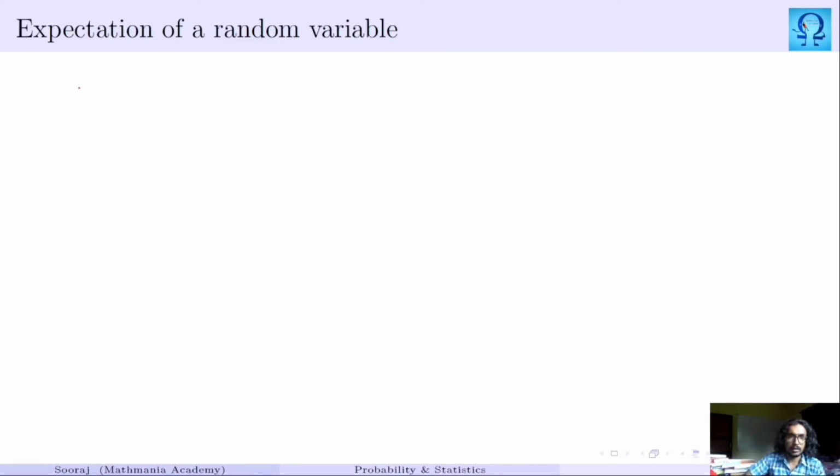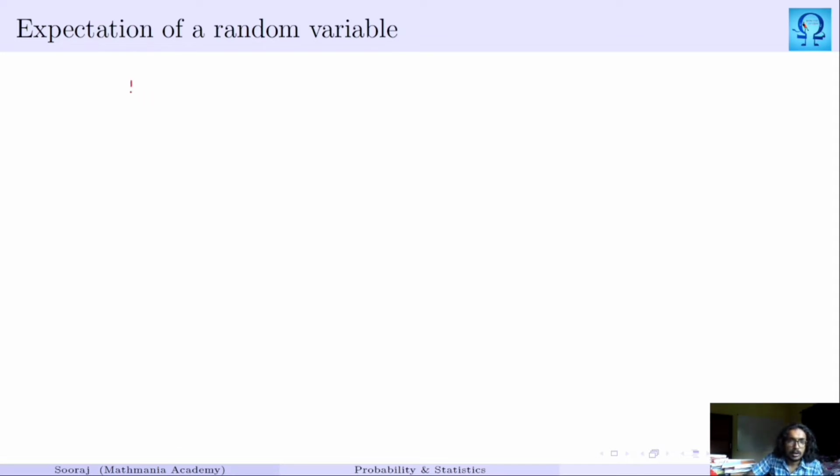Welcome. Now we are going to see expectation of a random variable. Whenever we perform some random experiment, we expect something to happen. That expectation should be something average, right? If we expect something more, that may not happen. So basically, expectation of a random variable means on an average what can we expect.